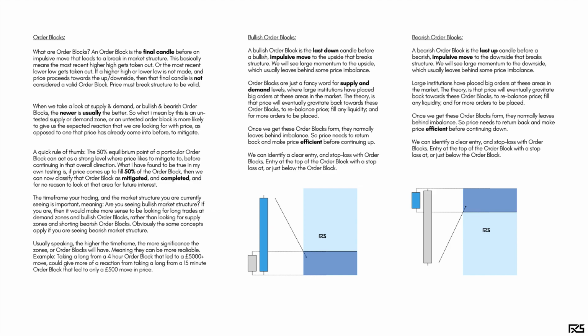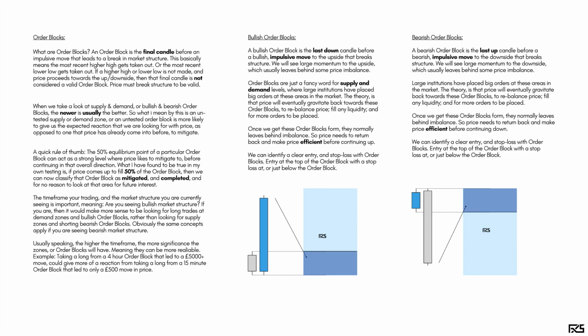So again, bullish market structure, so if we're putting in higher highs and higher lows, then it would make more sense for us to be looking for long trades at demand zones or bullish order blocks, rather than trying to short at supply zones. And then the same concepts flipped in reverse. If we're seeing bearish market structure, it would make more sense to be looking for supply zones and bearish order blocks as opposed to demand zones and bullish order blocks.